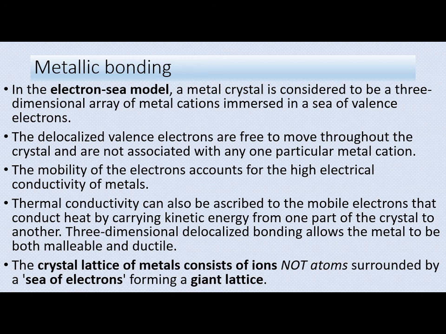Defined as: in the electron sea model, a metal crystal is considered to be a 3-dimensional array of metal cations immersed in a sea of valence electrons. Keyword: valence electrons and cations immersed in a sea of valence electrons. The delocalized valence electrons are free to move through the crystal and are not associated with any one particular metal cation. The mobility of the electrons accounts for the high electrical conductivity of metals, including thermal, not just electrical but also thermal.